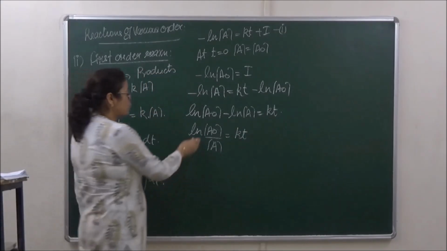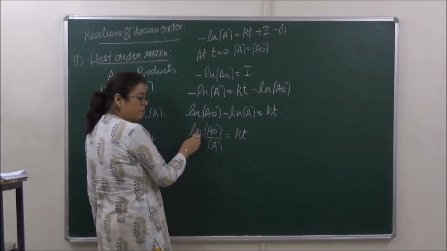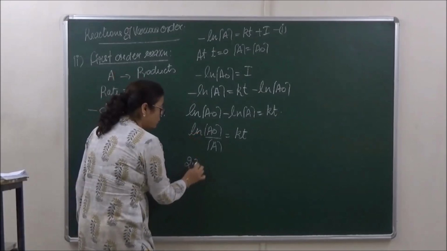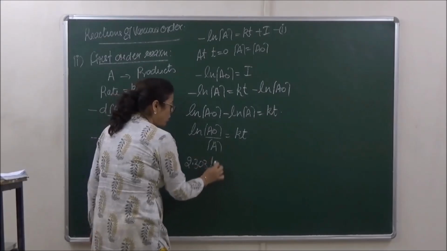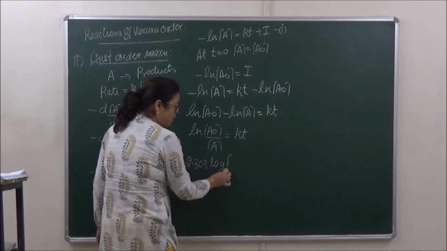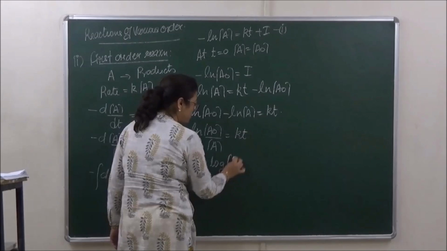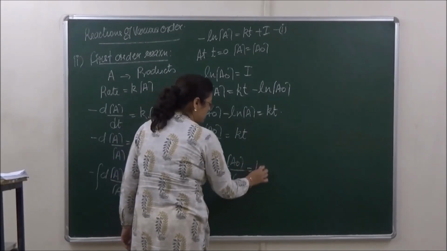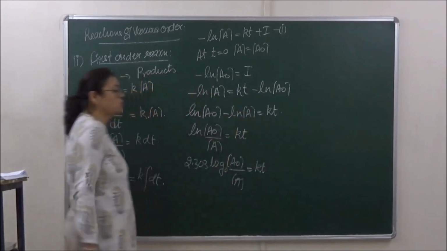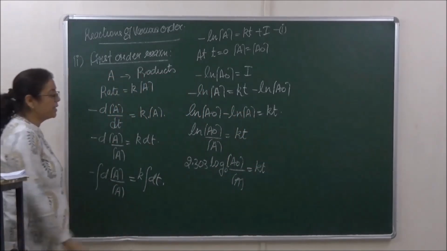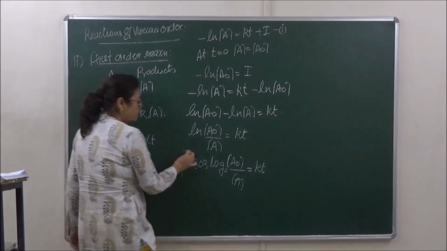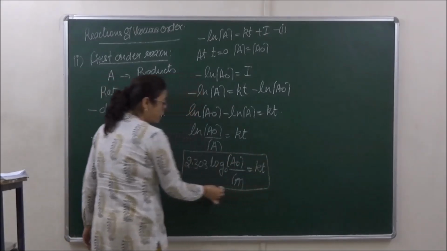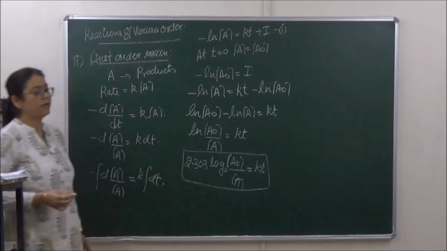Okay? Let's convert natural log into log base 10. So 2.303 log base 10 of A naught upon A, that is equal to Kt. So this is the integrated rate law expression which we are going to use for our numericals.